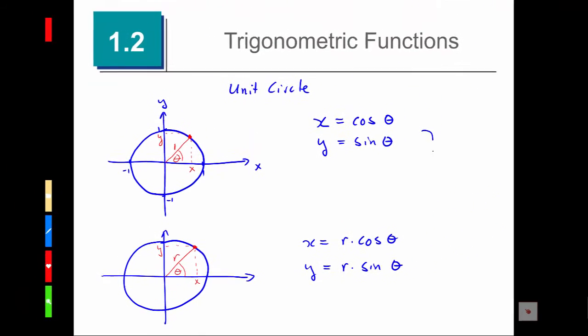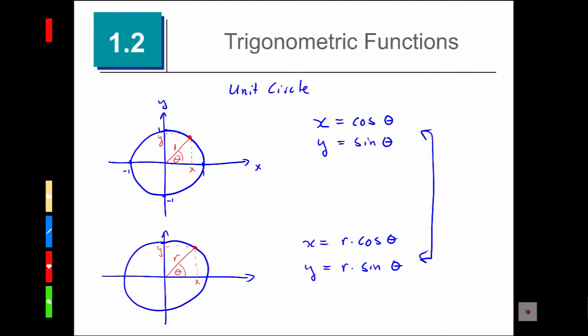So you can see the relationship between these two cases here. In the top case, where we're dealing with a unit circle, basically the radius is set equal to 1, and so you can imagine that there's actually a coefficient sitting out front of each of these trigonometric functions, cosine and sine here, but that coefficient is equal to 1.